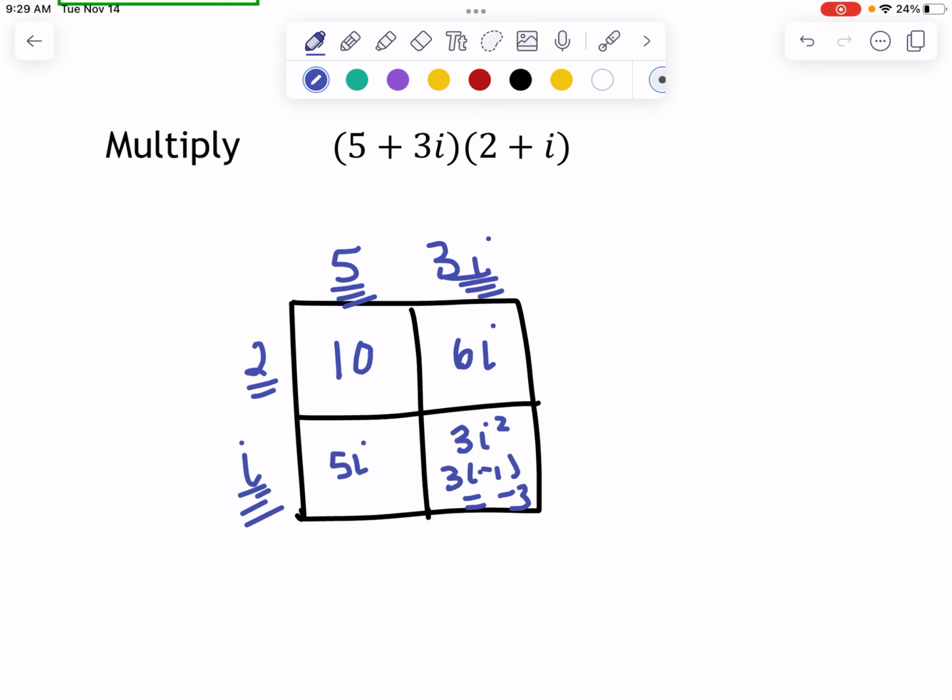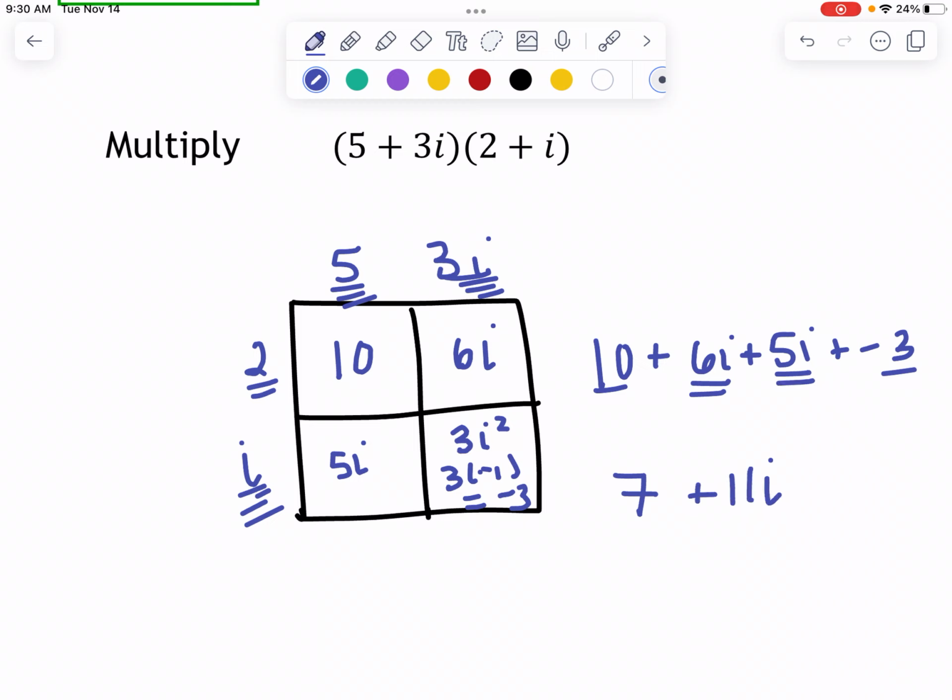So if we combine some like terms, we start with 10 plus 6i plus 5i plus a negative 3. Now we're set up to combine like terms, so 10 plus negative 3 gives us a positive 7. 6i plus 5i is going to give us 11i.